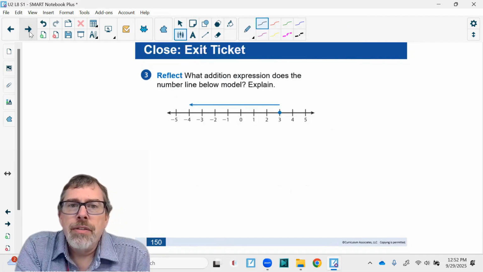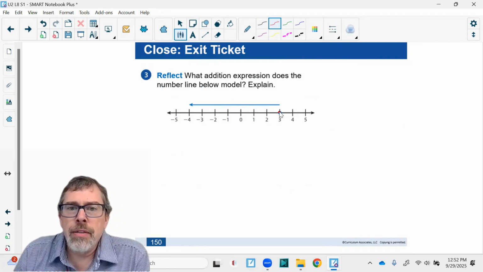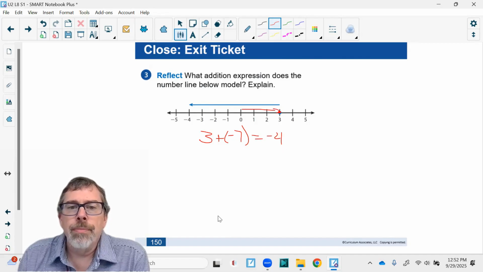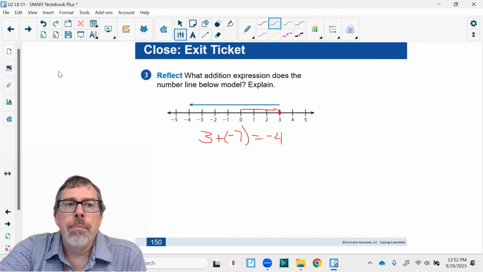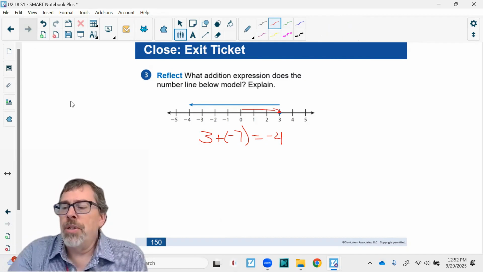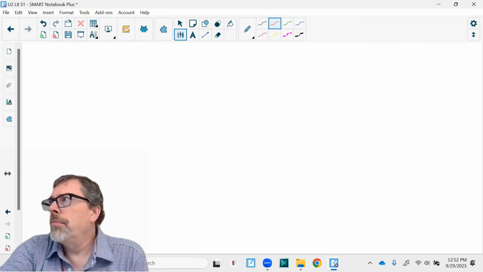Okay, reflect. What addition expression does this number line model below? Okay, so notice where the dot is. They just didn't show this arrow here. So that would be starting at 3, and we're adding 1, 2, 3, 4, 5, 6, 7. We're adding a -7 to it to get -4. So it's 3 plus a -7 equals -4. Okay, so that brings us to the end of session 1.